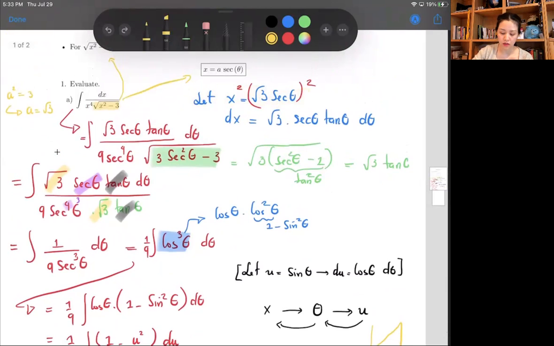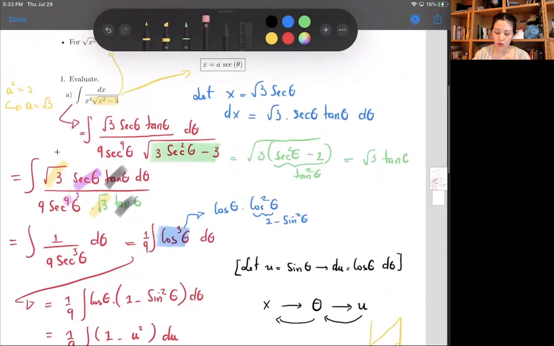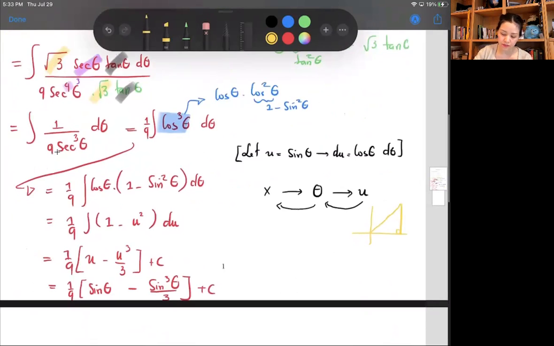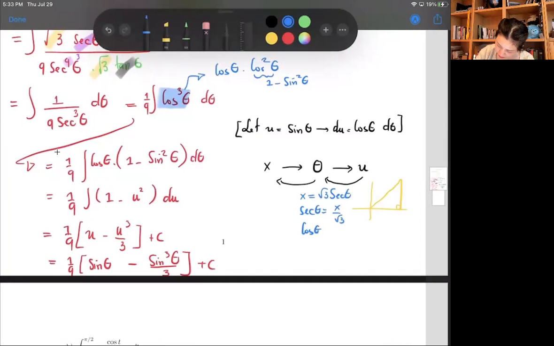Let me erase all that little red part, so I'm going to rewrite this. In the beginning, we let x equal square root of 3 secant theta, or secant theta equal x over square root of 3. Or better yet, cosine theta equal root 3 over x.